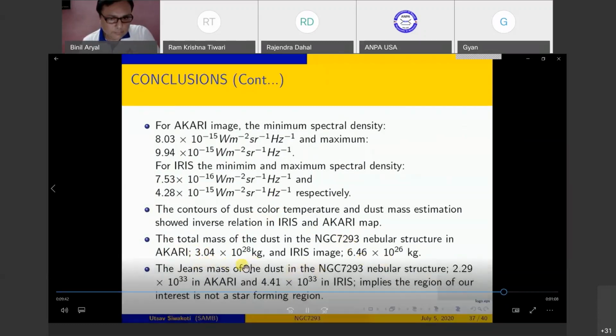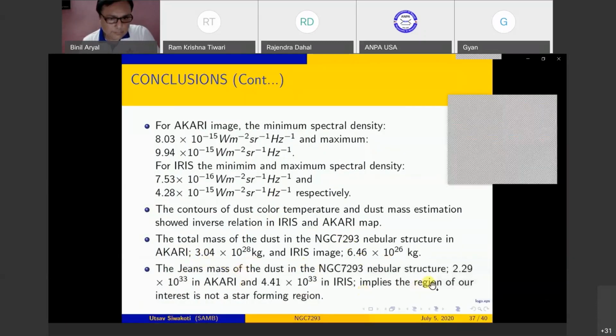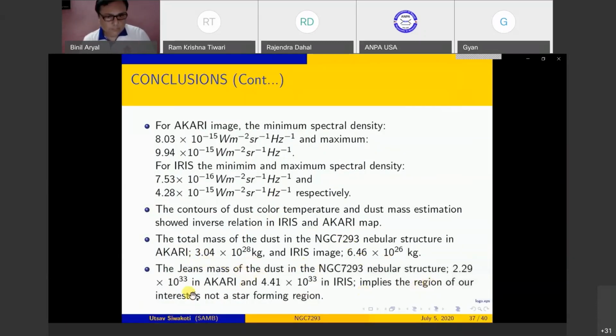And now, from Jeans' criteria, we found the mass in AKARI to be 2.29 into 10 to the power 33, which is quite higher than the actual mass we calculated. And in case of IRIS, it's 4.41 into 10 to the power 33, which is also really higher than the mass we actually obtained. So this implies the region of our study is not a star forming region.